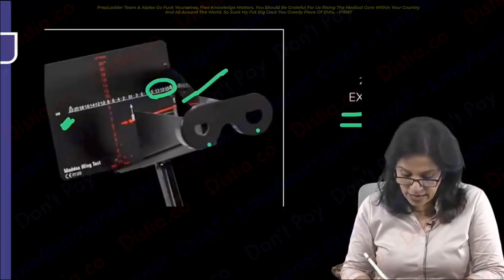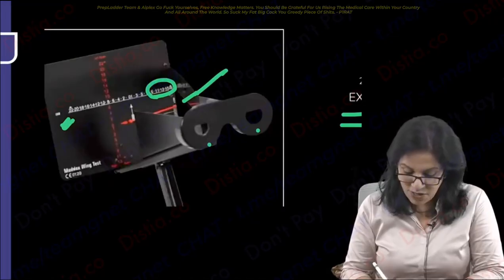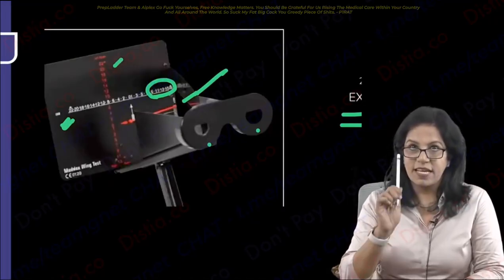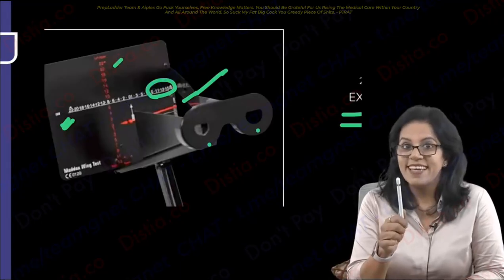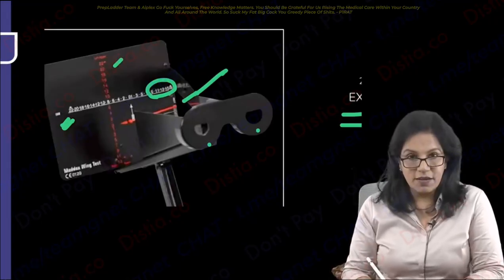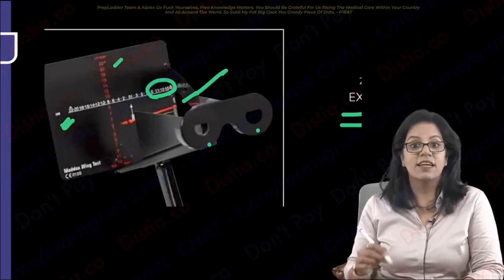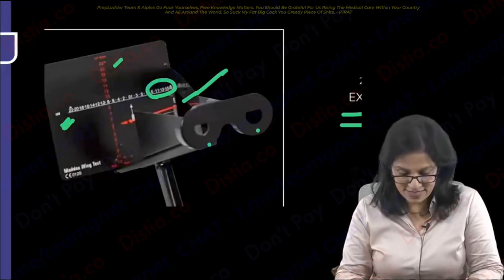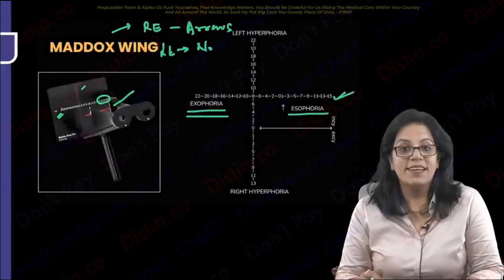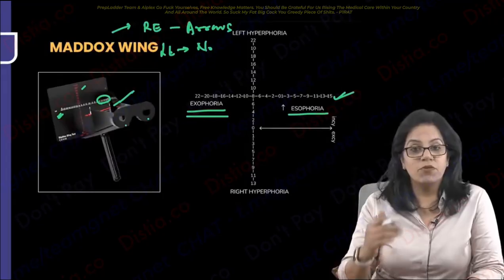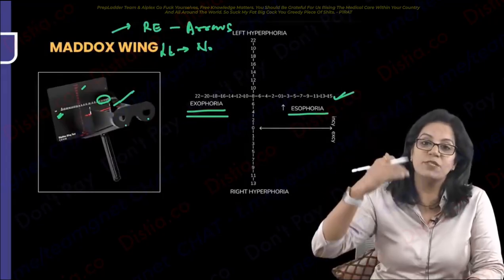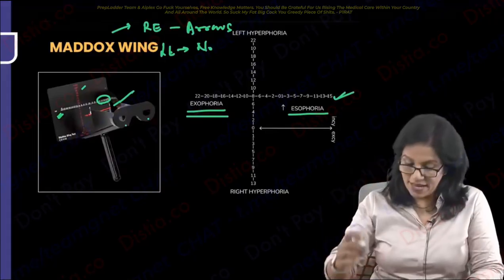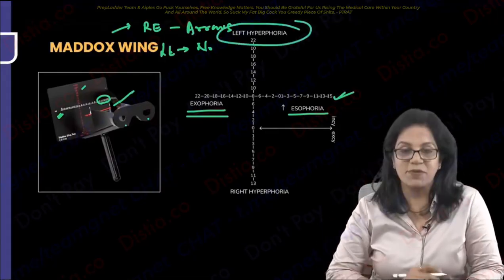So if the red arrow is pointed upwards, do you realize the arrow is seen by the right eye only, right? If it is pointed upwards, it means the right eye is, tell me, hypo, right? But if the right eye is hypo, don't we say left hyper? Because the protocol is to mention the eye which is up. Hence it is written left hyperphoria.